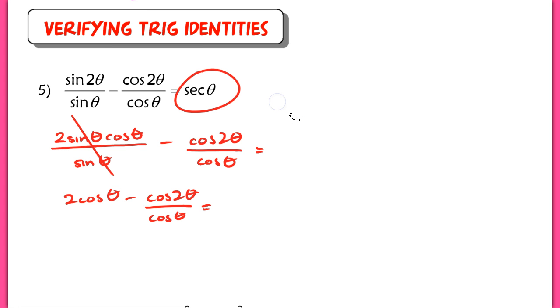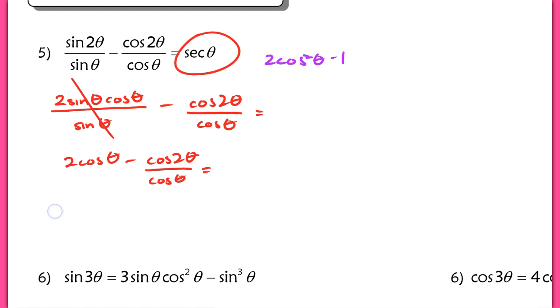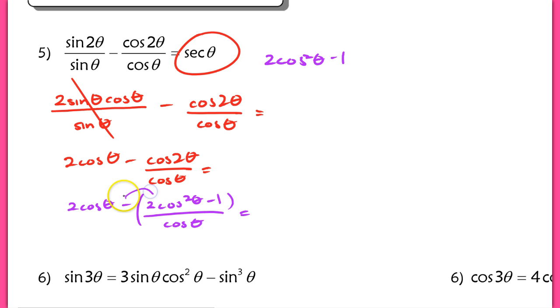The other one that I'm thinking about using would be 2 cosine squared theta minus 1. Now that one's going to be really helpful here, because if I rewrite this, so I have 2 cosine theta minus, let's put that in parentheses, 2 cosine squared theta minus 1 all over cosine theta. Alright, now I don't see anything in terms of a sine, so that's really nice. And let's see, this would distribute here and here, right?